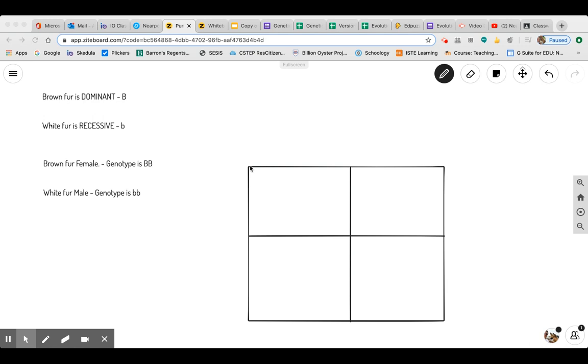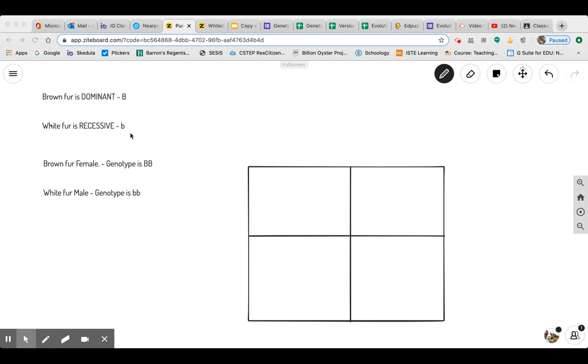Okay, so let's review how we complete a Punnett Square and calculate the probability of offspring with a certain trait. We're going to do brown fur versus white fur. Brown fur is going to be the dominant trait, so it is going to be represented with an uppercase B. The white fur is going to be the recessive trait. It is going to be represented by a lowercase b.